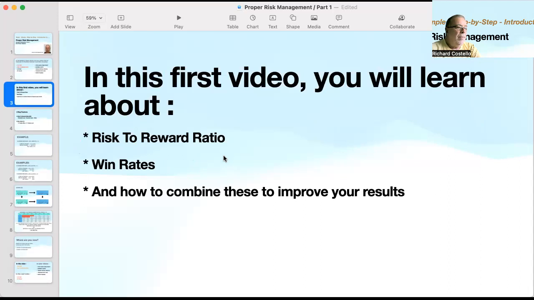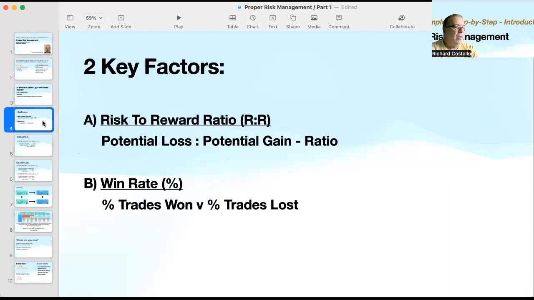So let's think about what is risk to reward and what is a win rate, and how do you combine these to improve your results. So here's two key factors that we're looking at. Risk to reward, which is a ratio, you often see it represented as R:R, and what that represents is your potential loss against your potential gain.